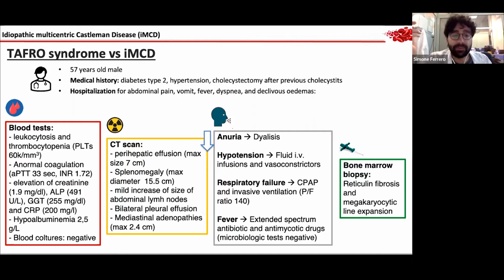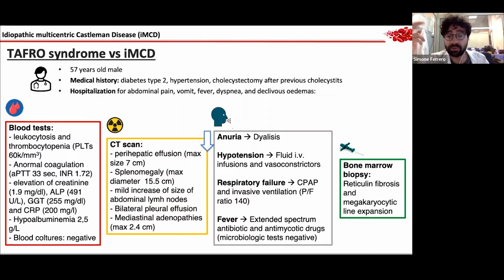A CT scan demonstrated a perihepatic effusion, splenomegaly, 16 centimeters, a mild increase of size in abdominal lymph nodes, and mediastinal adenopathies, maximum 2.4 centimeters, with bilateral pleural effusions. Then the patient rapidly worsened with anuria, so we started dialysis, and hypotension, so he was admitted to the emergency department.